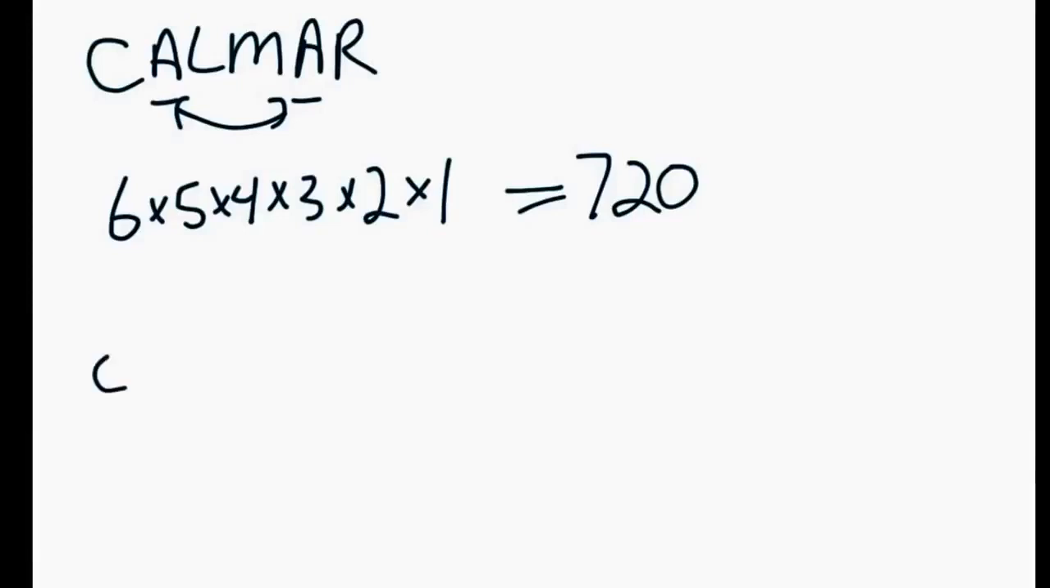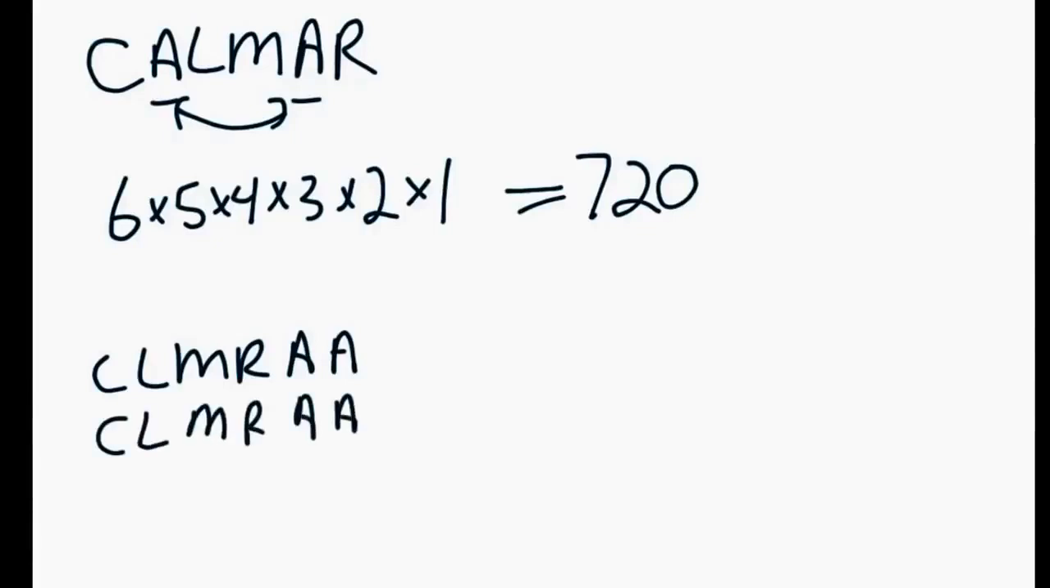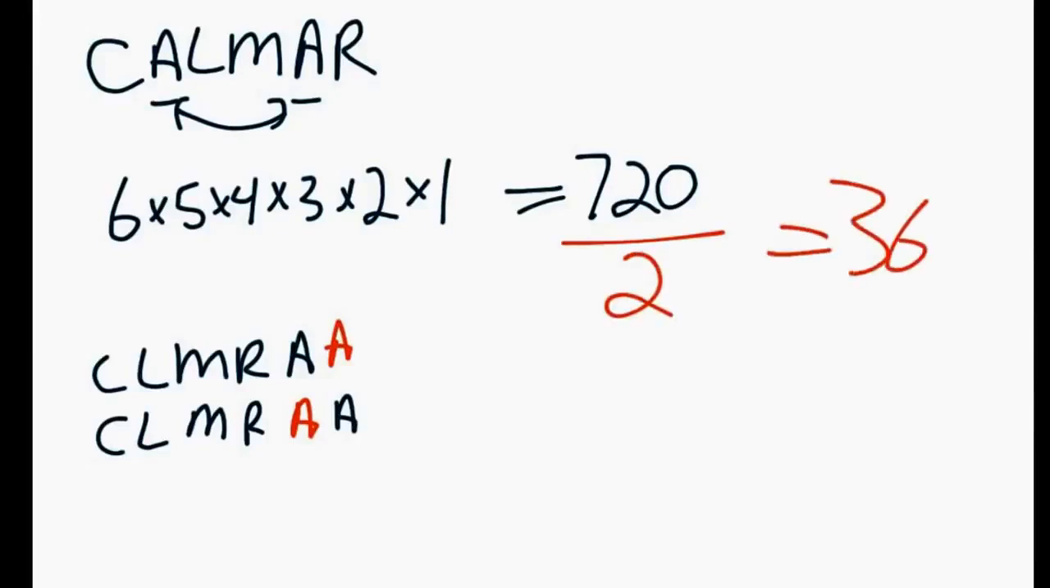Or let's suppose we got this for a choice. Or if I had the A's the other way around, right? Let me just change colors here. So if that second A was flipped, it's still the exact same word. So that's why we have to divide by 2, because we have 2 A's to worry about.